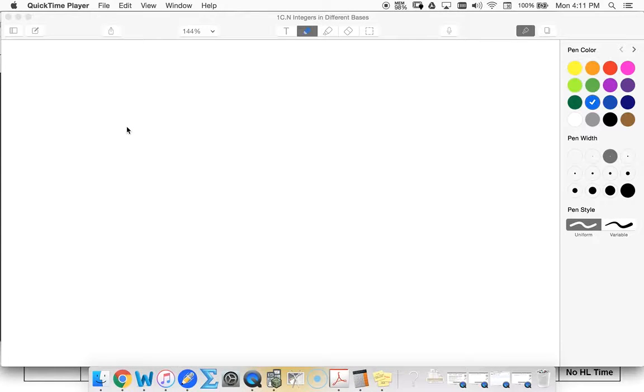All right, so now we're going to talk about adding in base B. If I want to add two numbers in base B, I add the digits, but at each step I want to make sure that my digit is less than the base.